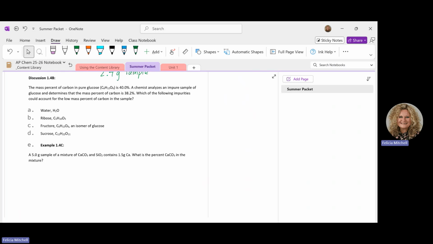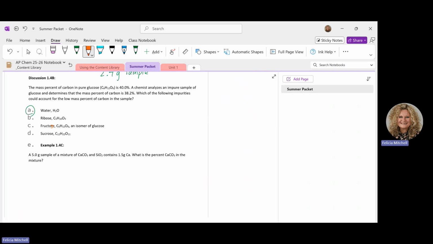So there's a low mass percent of carbon, so something has contaminated this sample. This actually was an old exam multiple choice question. They didn't ask you to explain yourself. They just asked you to choose, but I'm going to ask you to explain yourself. Okay, so the correct answer is A. Let's talk about it.